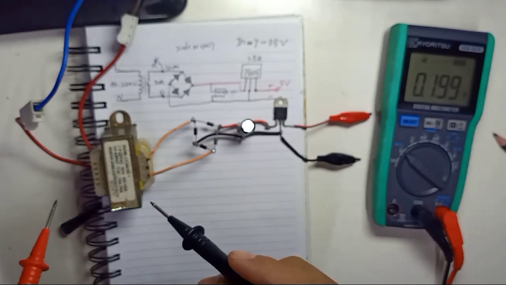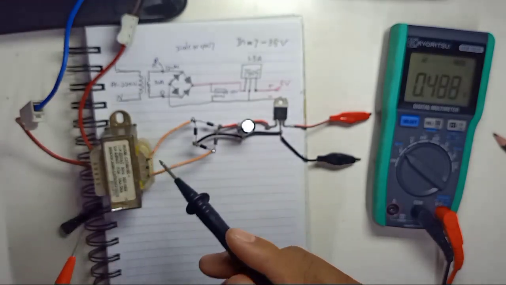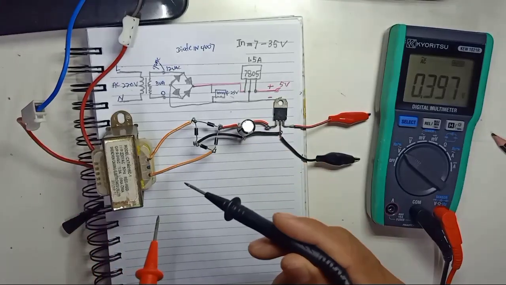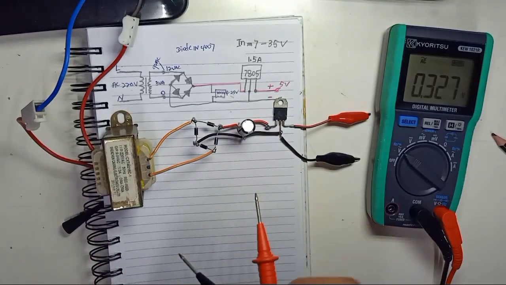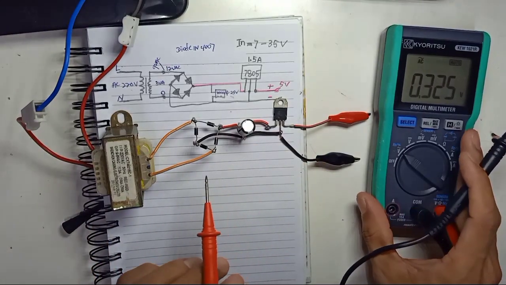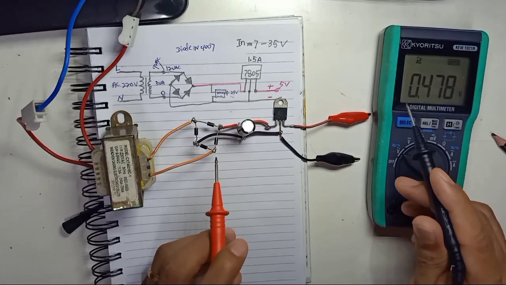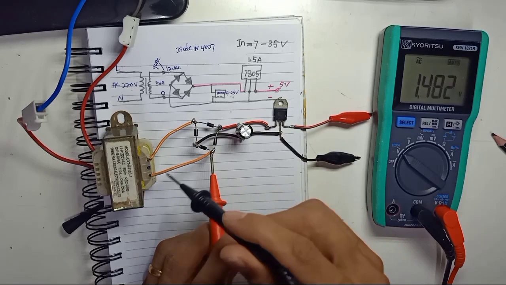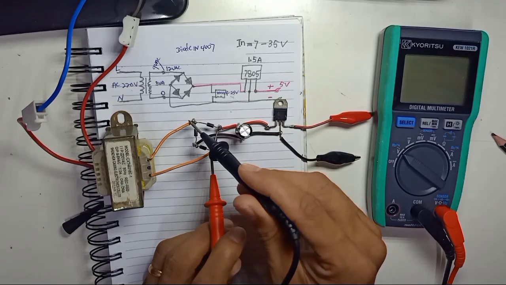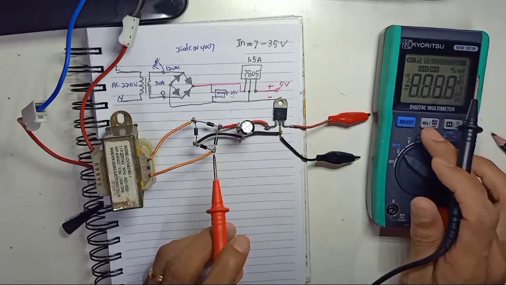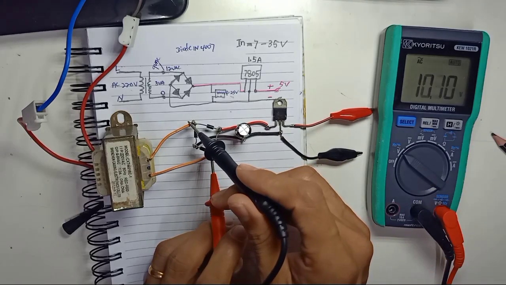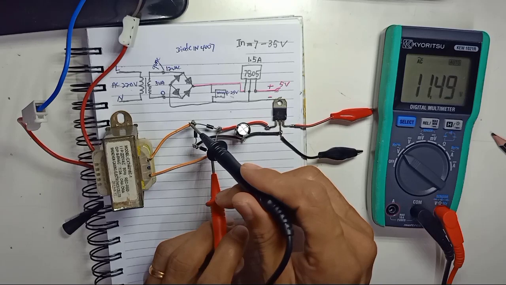So here is the transformer. I cannot check the input because all the wires are already connected, but the output I can check here. So observe, look at the meter here, and this is the 0 line. Okay, so how many volts I get here is 11.49 volt.